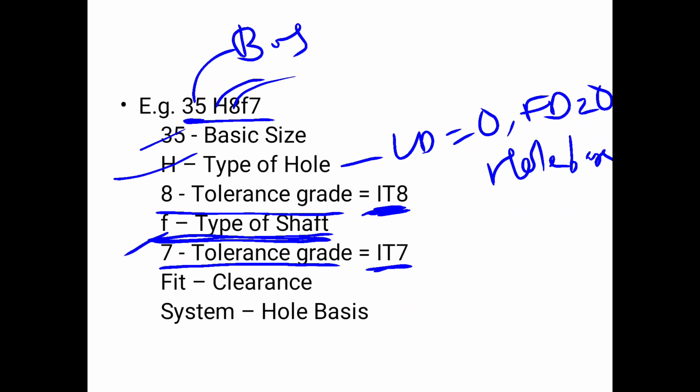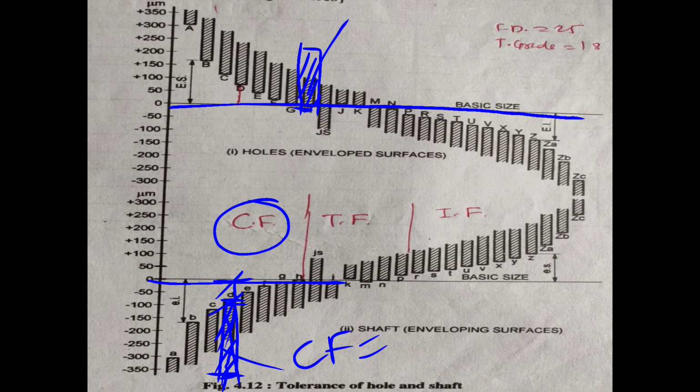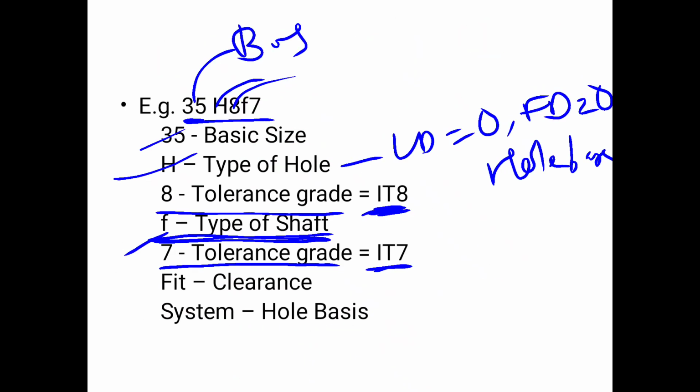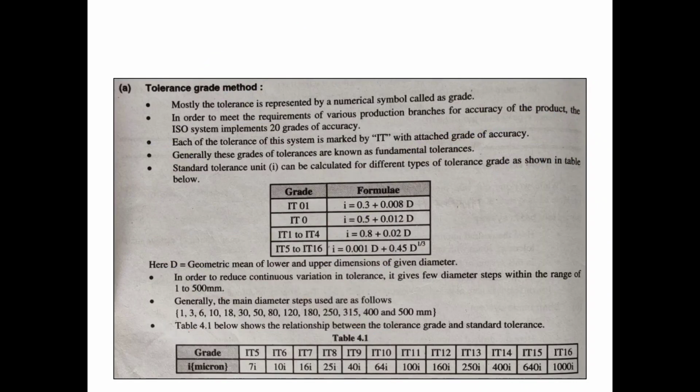Now you can see with respect to H and F, here H and F. I will show it with the red pen. This is the F shaft and this is the H hole. So there will always be a clearance fit, and the type of system is a hole based system.